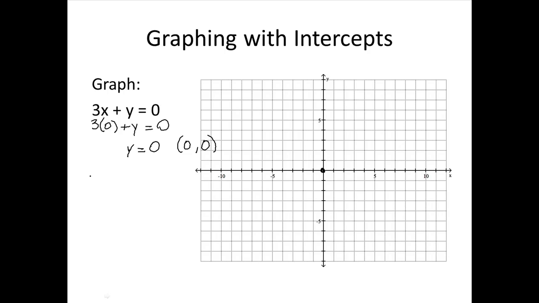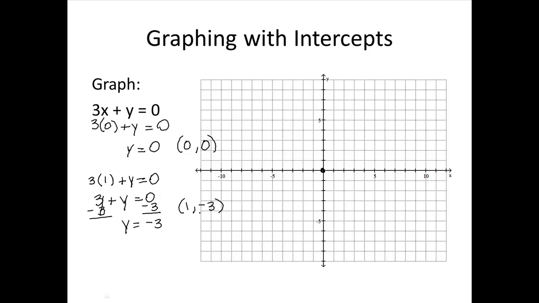We can pick any x value and plug it in and solve for the corresponding y. So I'm going to pick 1 because that's easy. 3 times 1 plus y is equal to 0. So I get 3 plus y equals 0, and I subtract 3 from both sides, and I get y is equal to -3. So my ordered pair: we plugged in 1 for x and we got -3 for y.